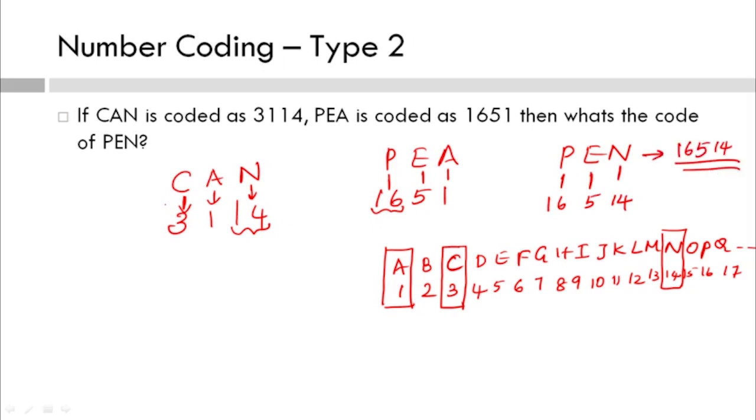This was a little more complex than the earlier question that we solved, but this is a very, very commonly asked type in many examinations. So questions in coding decoding many times will be on number coding, where they are using the position of the letters in the English alphabet to form the code. I hope this question is clear to all of you. The correct answer that we are looking for, that is the code of PEN, is nothing but 16, 5, 14.